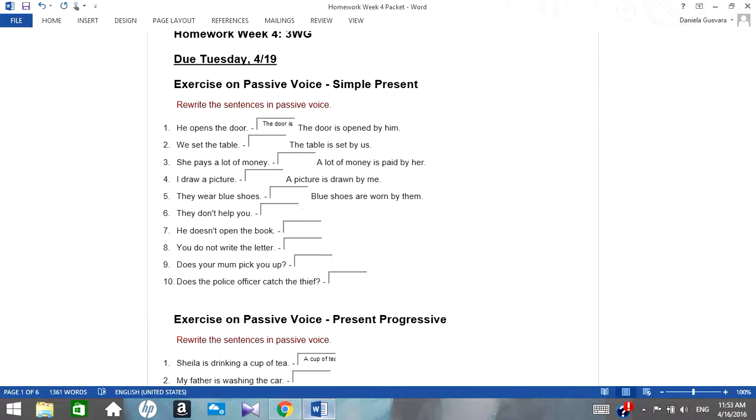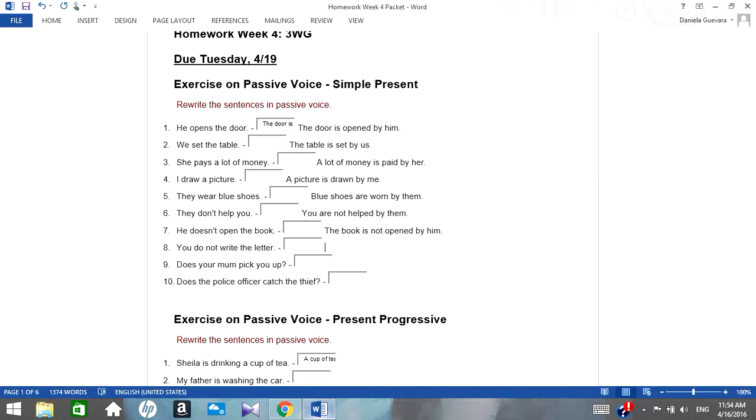They don't help you. You are not helped by them. So make sure that you include not between are and the past participle of your main verb. He doesn't open the book. The book is not opened by him. Okay, so don't get confused, right? When we don't actually include do here. If you look at the new sentence, there's no do. So don't let that confuse you. The passive form is the book is not opened by him.